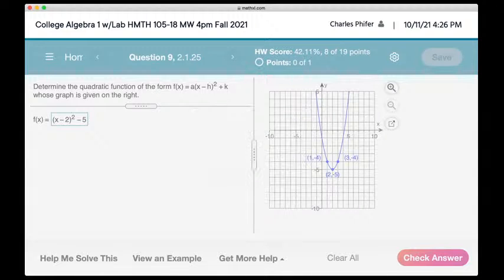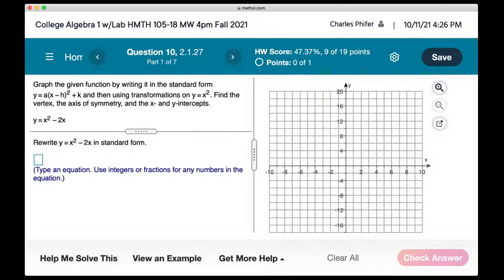Okay, we'll do one or two more. Graph the given function by writing it in standard form and then using transformations. So to get this in standard form, let's do completing the square. I think I'm going to do completing the square here. This is question number 10, from section 2.1. Now there are other ways to go about this. So we have y equals x squared minus 2x.